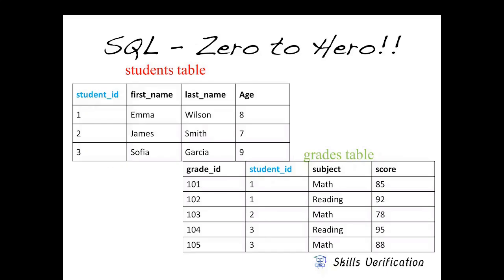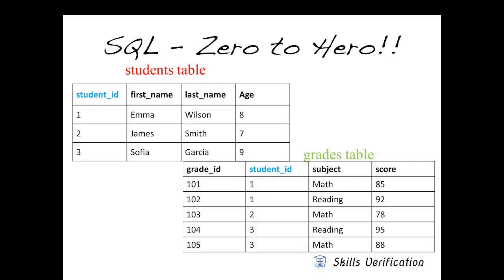In this illustration, we have two tables, students and grades. The students table contains student ID, first name, last name, age. The grades table contains grade ID, student ID, subject, score. It's important to note that the grades table has its own primary key, grade ID, which uniquely identifies each grade record. Every table should have its own primary key for proper database design.